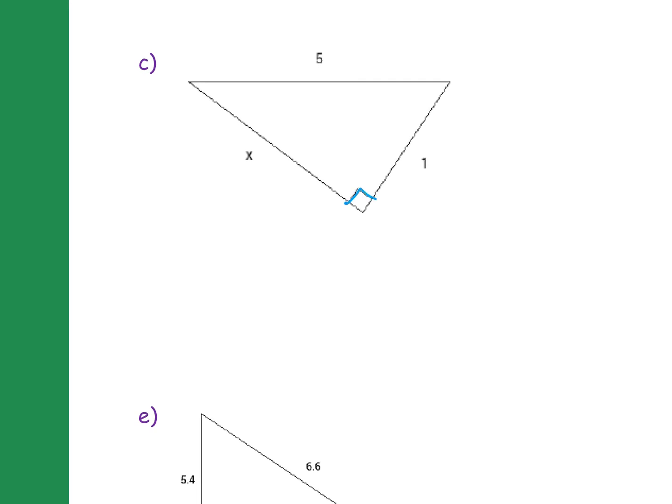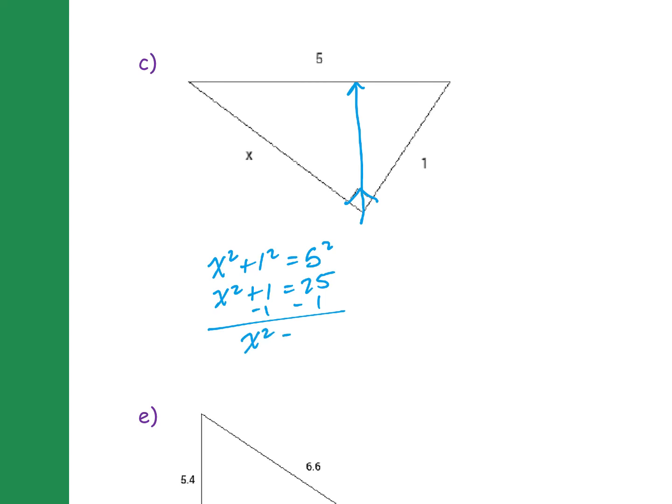And then for C, here's my right angle, so it shoots towards the hypotenuse. So that means I've got x squared plus 1 squared equals 5 squared, or x squared plus 1 equals 25. Subtract 1, x squared equals 24. Square root both sides. And x is approximately equal to 4.9.